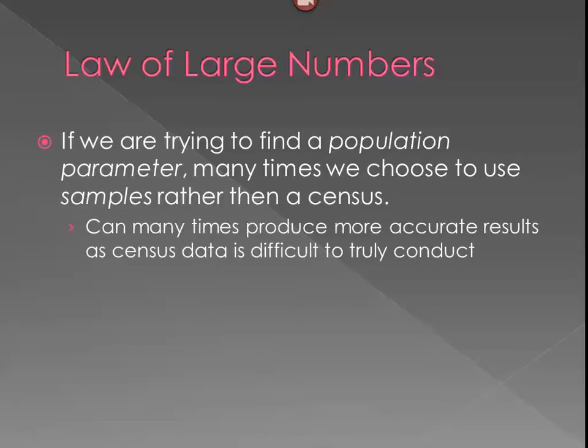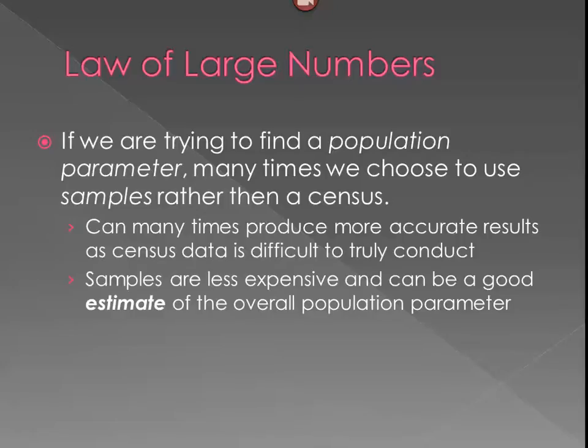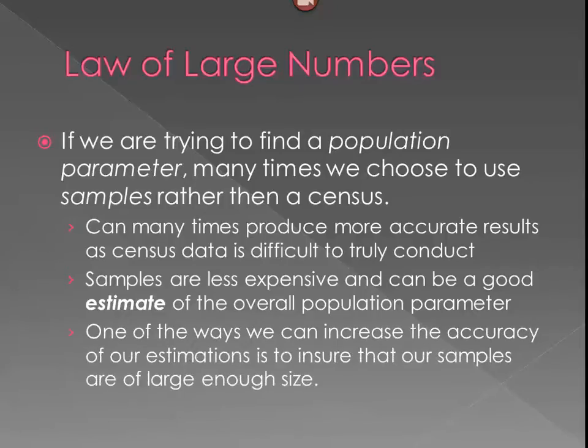Samples can many times produce actually more accurate results than census data because census data is so difficult to truly conduct if you're going to do it in a correct manner. Samples end up being a lot less expensive and can actually be a good estimate of the overall population number, which we do not know. And of course, one of the ways we can always increase the accuracy of our estimations is to make sure that our samples are of large enough size.